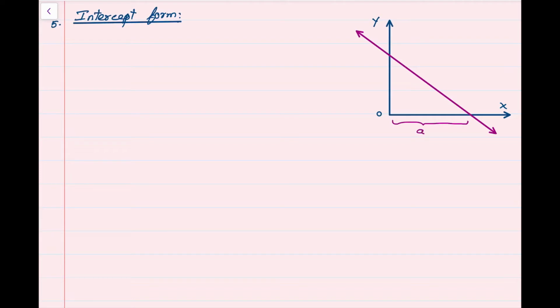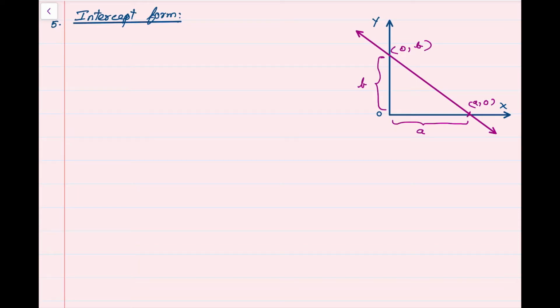The fifth case is intercept form. Let us consider a line which makes intercepts on x and y axes. This is the x-intercept. Let this be a. And this is the y-intercept. Let this be b. Therefore, the coordinates of this point on the x-axis will be (a, 0) and coordinates of this point will be (0, b).